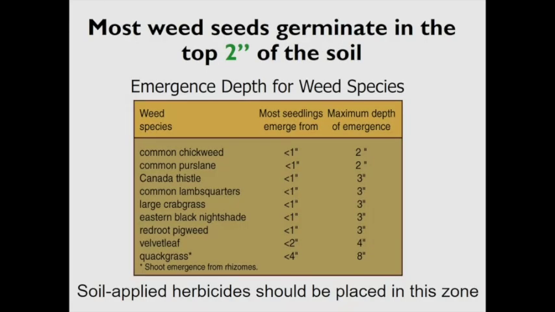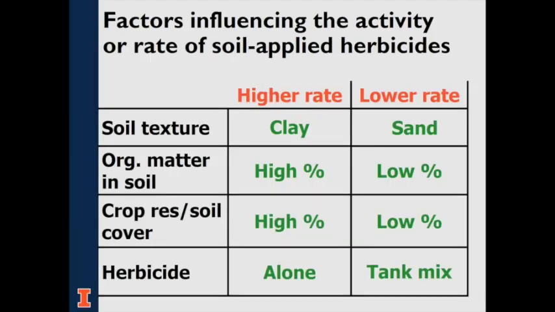To maximize effectiveness, the herbicide must be where the weed seeds are, and most weed seeds germinate in the upper 2 inches of the soil. Of those listed here, most germinate in less than 1 inch deep. When left on the soil surface, certain herbicides can degrade easily. If placed too deeply, weed germination will not be prevented. Several factors influence the activity or level of control you get with soil-applied herbicides.